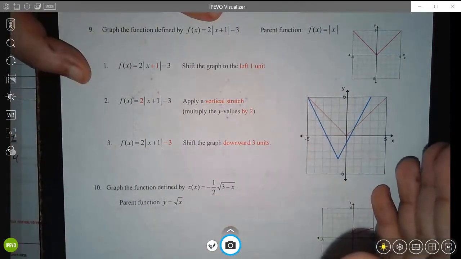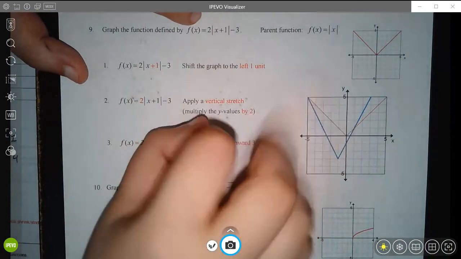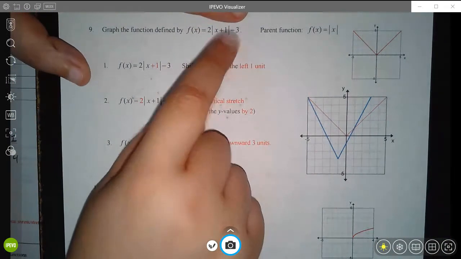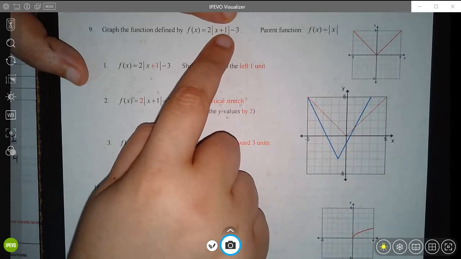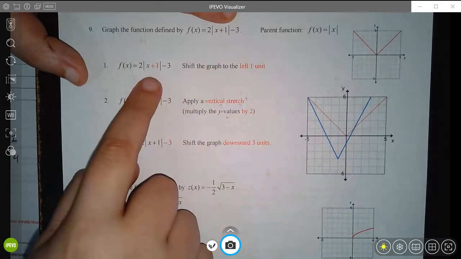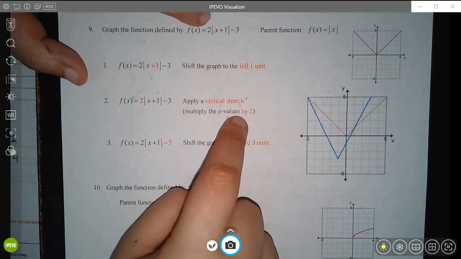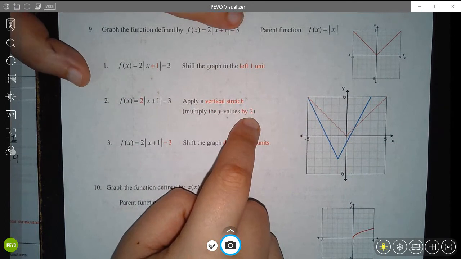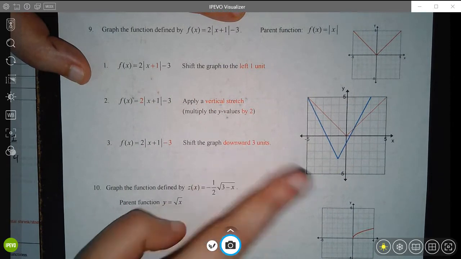But let's identify the transformations. Looking at this right here, we have 3: a multiplication, an addition on the inside, and a subtraction on the outside. The first thing you need to deal with is the horizontal shifting, so addition or subtraction on the inside. Here we have addition, so we're going to move 1 unit to the left because we're adding, not subtracting. Next, you deal with the multiplication. That means it's going to vertically stretch by 2. And then the vertical shift, which is we're going to go down by 3. And that's your final result.